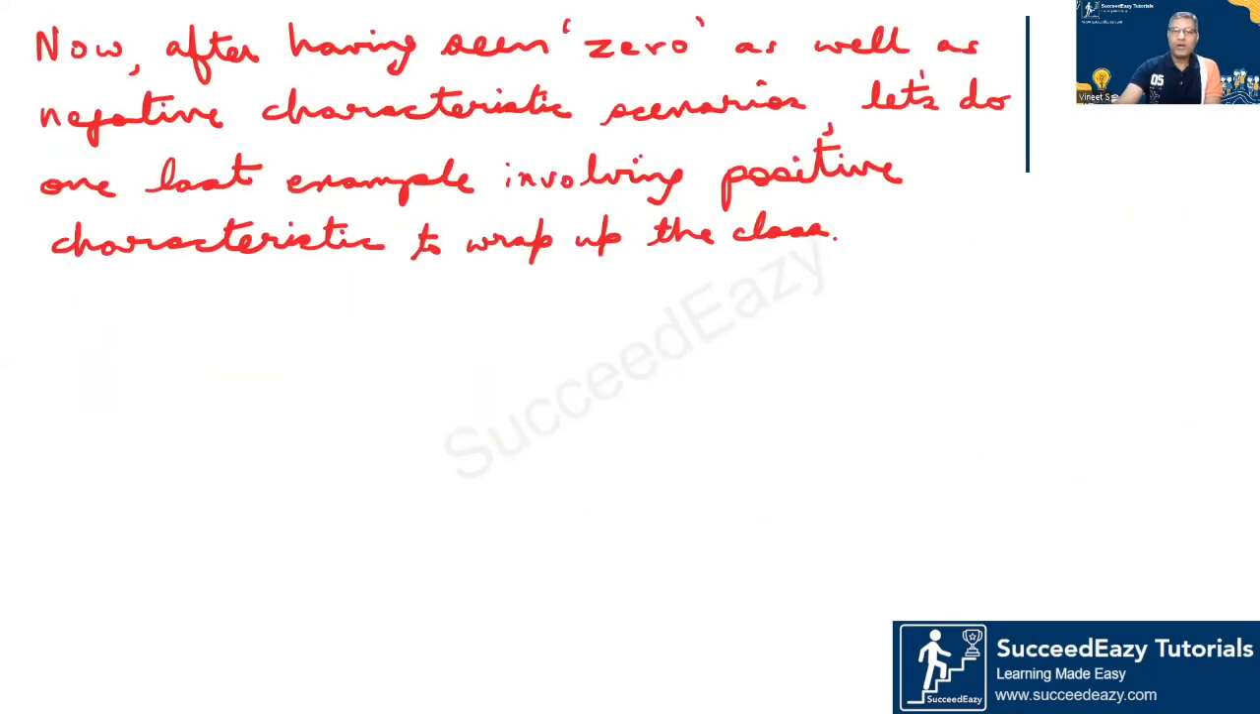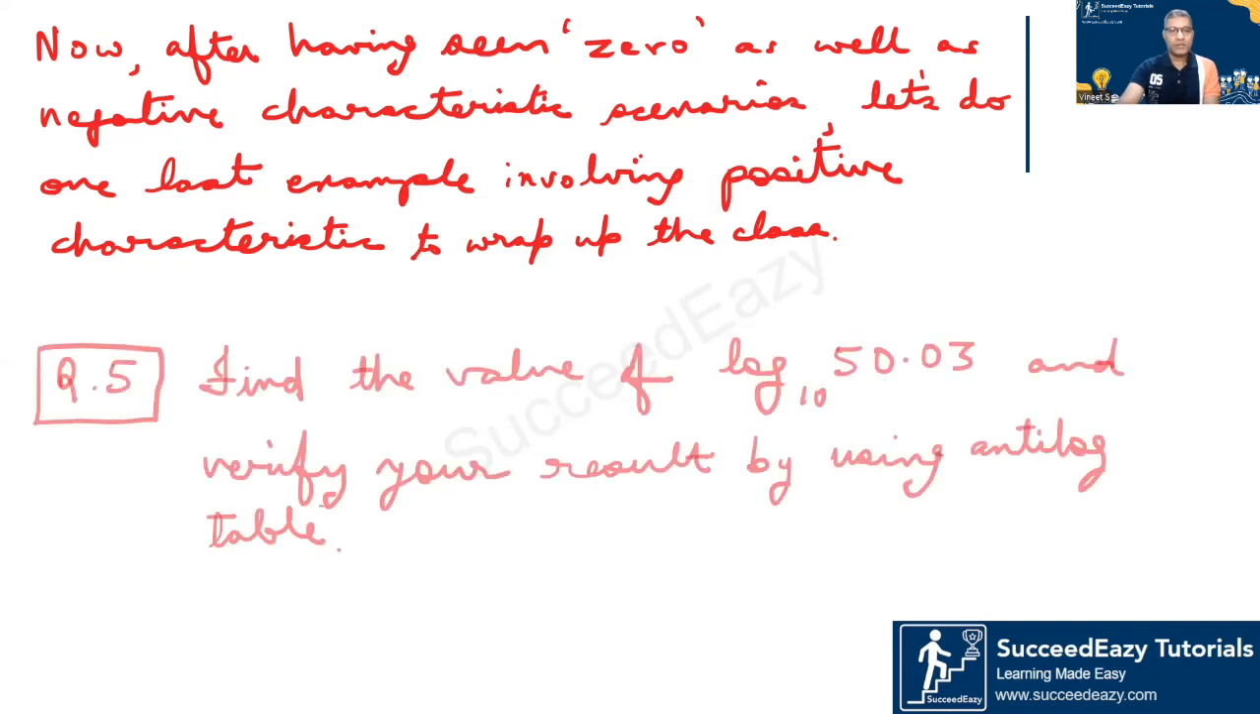All right. Now, after having seen 0 as well as negative characteristic scenarios, let's do one last example involving positive characteristic to wrap up the class. Let's find the value of log of 50.03 and verify our result by using the anti-log table.